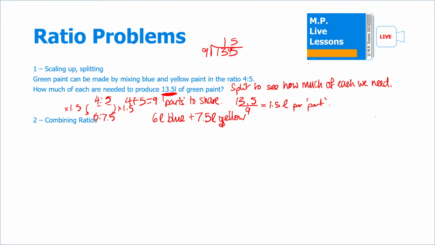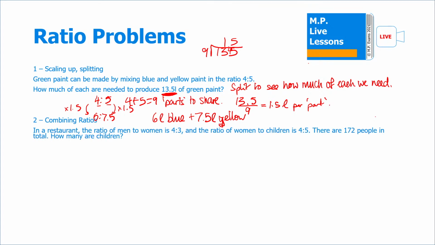The second type of question could be combining ratios together. So you might have two pairs and then one common variable. For example, in a restaurant, the ratio of men to women is 4 to 3. So we'll write that down. We'll represent the number of men as M and women as W. Men to women is 4 to 3.